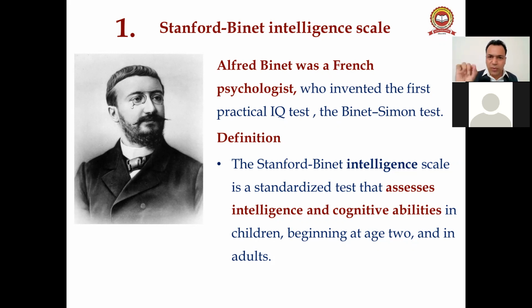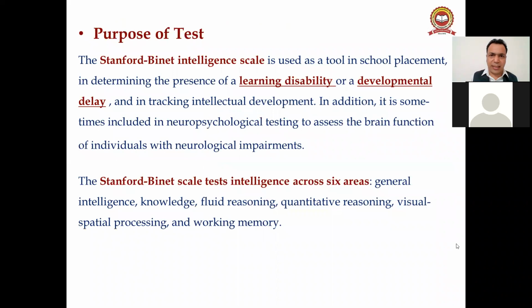So basically, for which purpose is this test used? Stanford means it is Stanford University, right? This test, developed by Alfred Binet, is used to assess the intelligence and cognitive ability of children, beginning at the age of 2, and adults also. We can use this test on adults also, but we have used it on smaller classes like 6th, 7th classes. So what is the purpose of the test, right, guys?